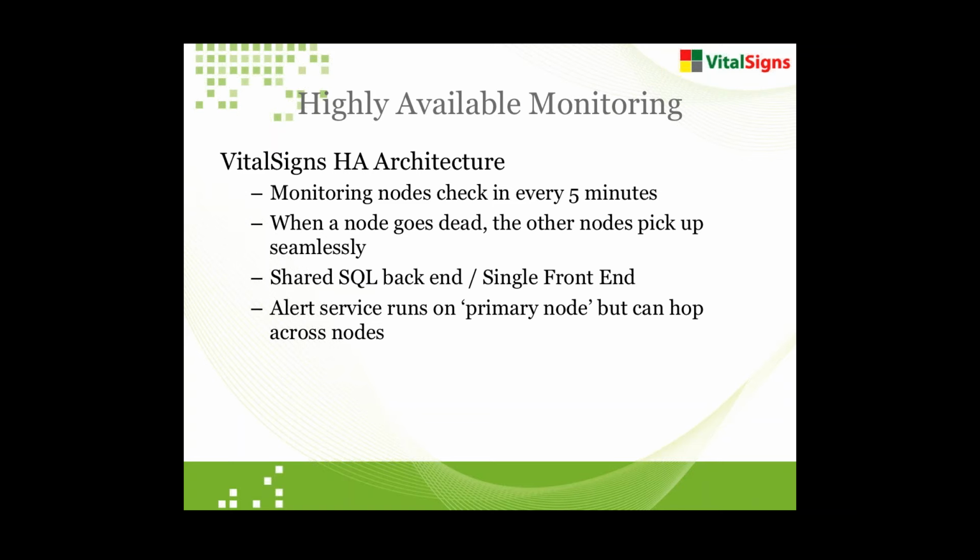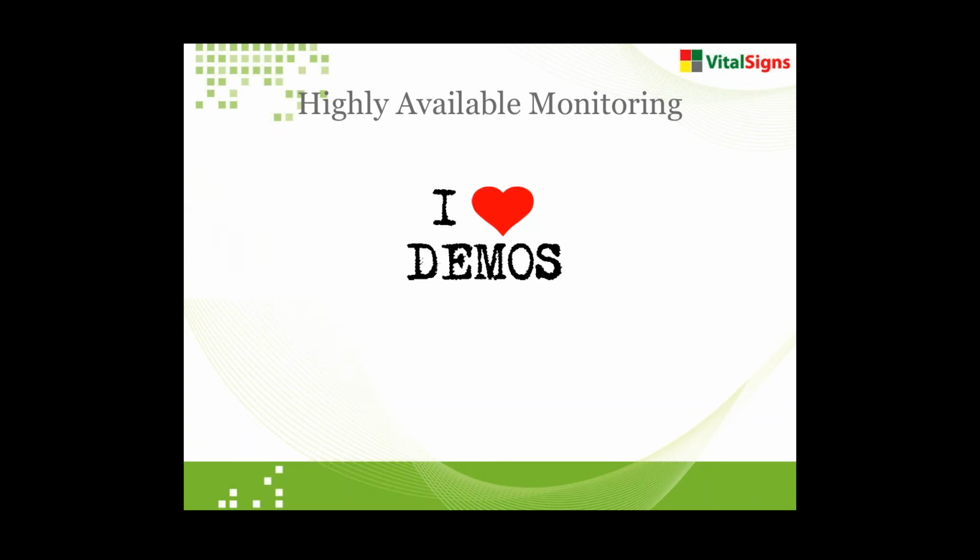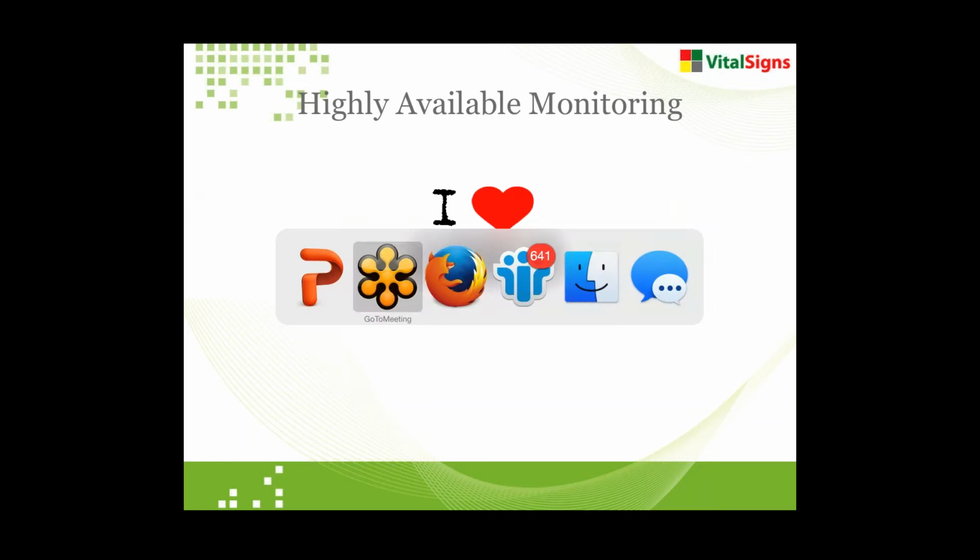And some of the services, like primarily the alert service, run on what we call the primary node, but it can hop across nodes. If the primary node goes down, another node will pick it up and say, oh, I noticed the alert service isn't running, let me run that. So I do love demos, so let me just switch over and show that before we go into the Traveler bit.